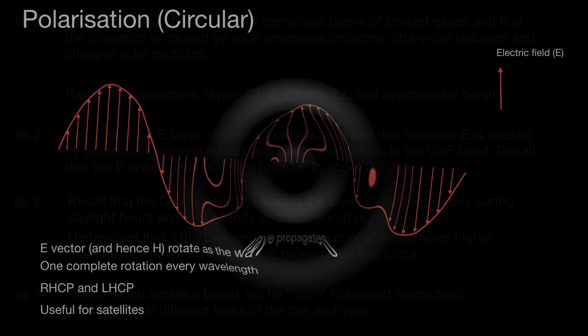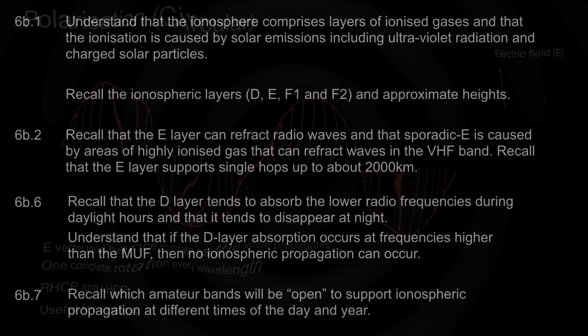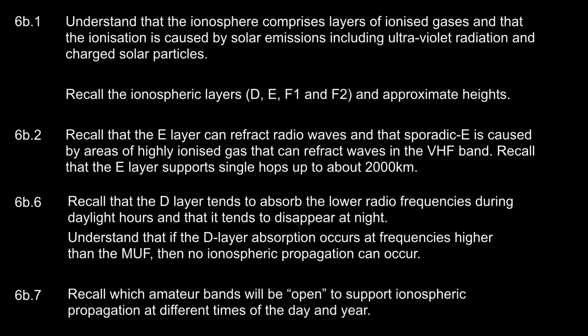So, moving on, let's have a look at some more syllabus items. 6b1, understand that the ionosphere comprises layers of ionized gases and that the ionization is caused by solar emissions, including ultraviolet radiation and charged solar particles. So here we are moving on to HF propagation.